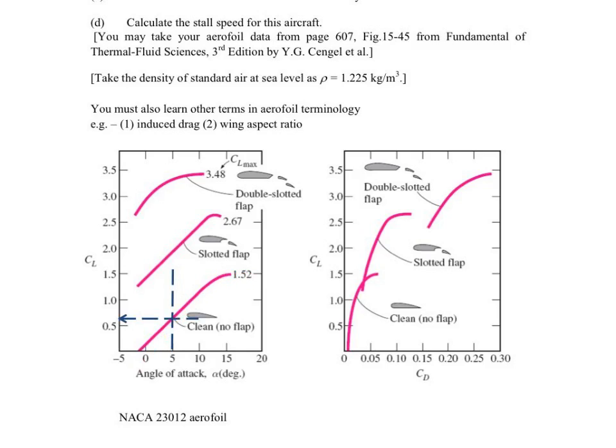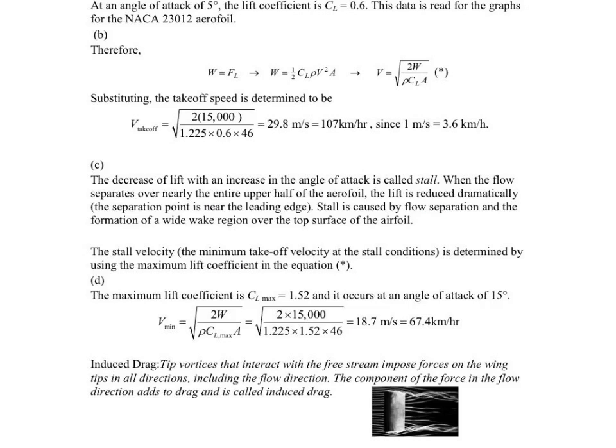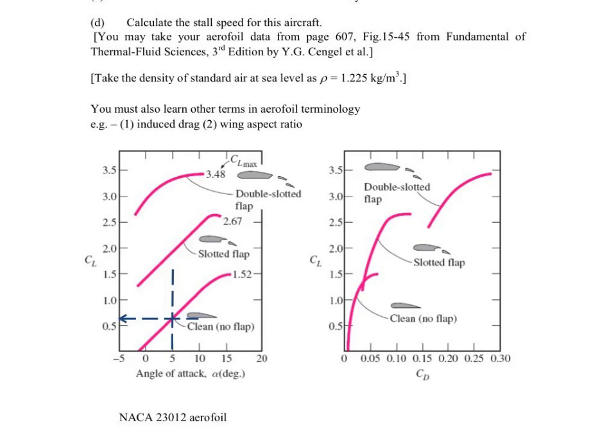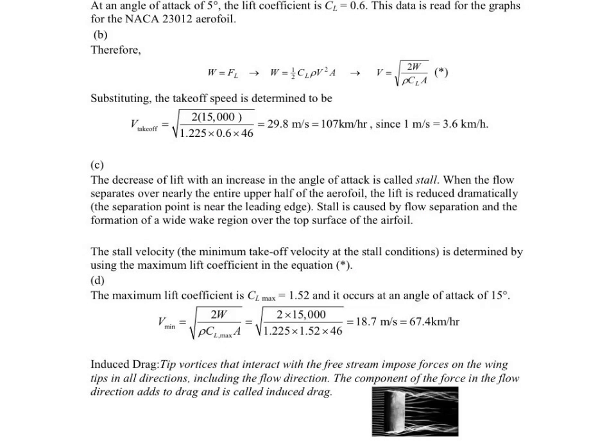occurs at the point indicated. All we need to do is substitute that value, because at that point you notice the lift begins to dramatically fall. In fact, there is no data after this. This is the point at which stall begins to occur. So all we need to do is use this 1.52, substitute in, and we will get the stall speed of the aircraft.